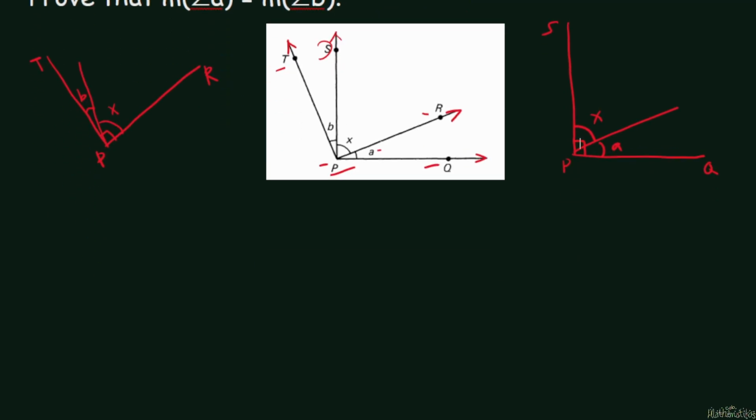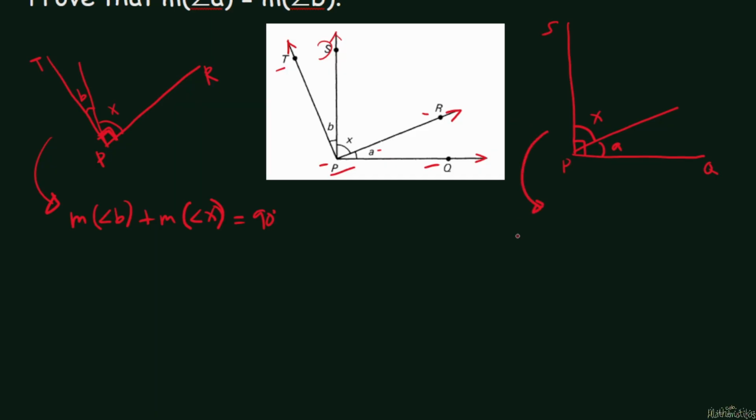So from these two, we can write: measure of angle B plus the measure of angle X is equal to 90 degrees, because the total angle here is 90 degrees because they are perpendicular. The segments PT and PR are perpendicular.